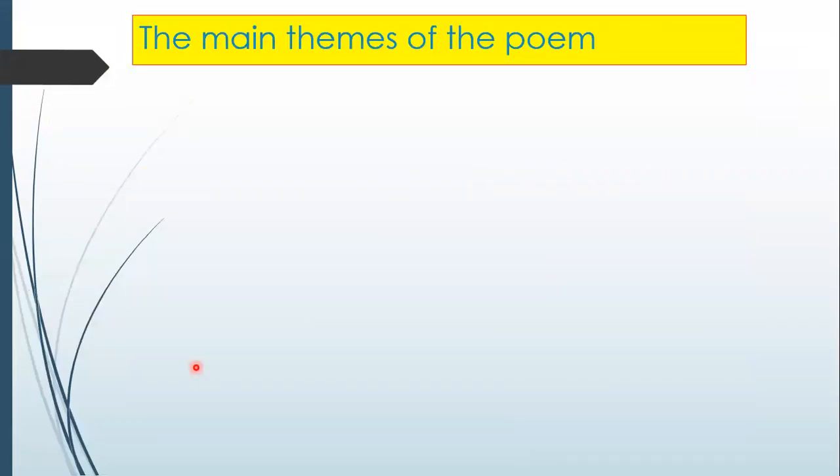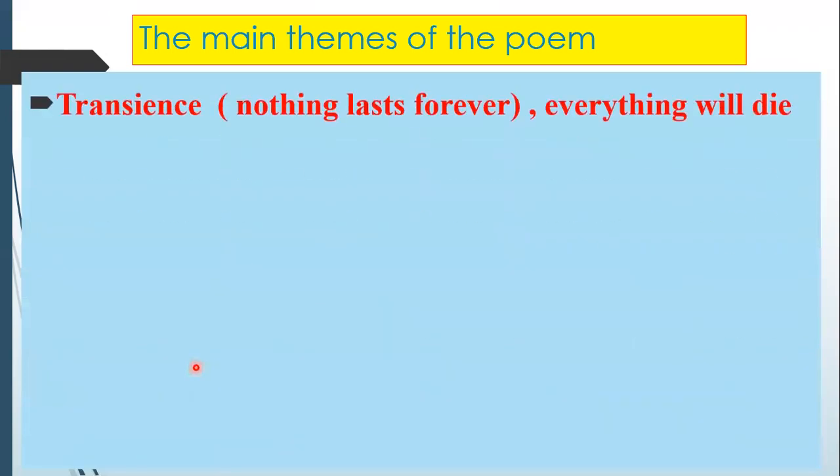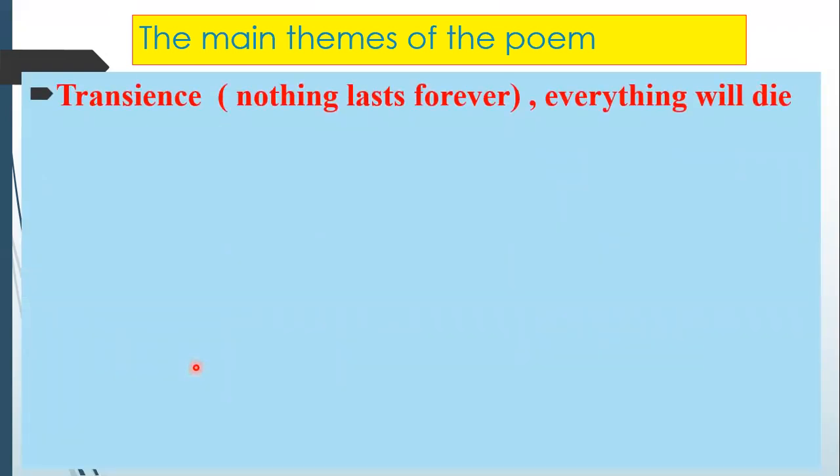The main themes of the poem. What are the main themes of the poem? In each poem, when we analyze a poem, we need to identify the main themes of the poem. So theme number 1 is transience.